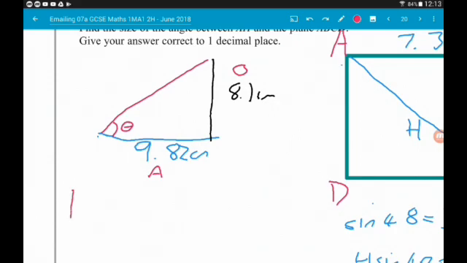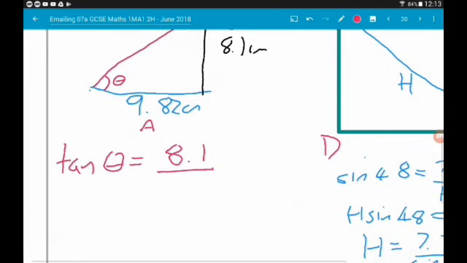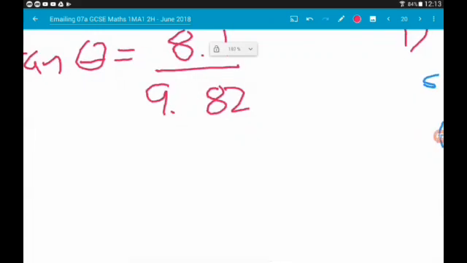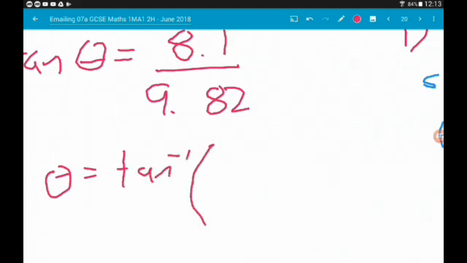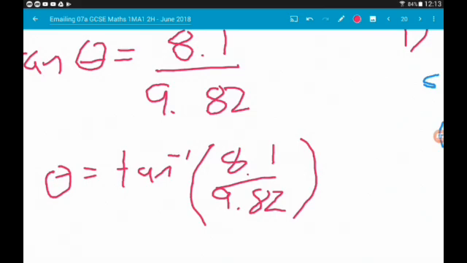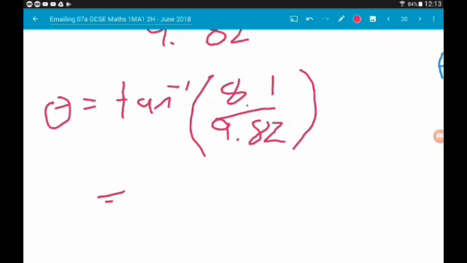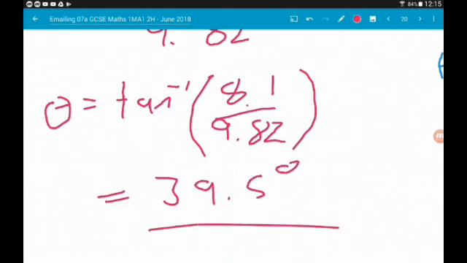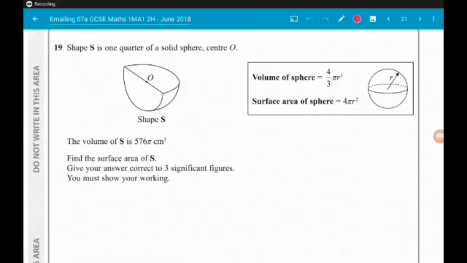So tan theta is the opposite, so 8.1, over the adjacent, 9.82. So to get theta out of that, theta is the inverse tan of 8.1 over 9.82. So on your calculator, press shift and then tan of that fraction, and we get, to 1 decimal place as they want it, 39.5 degrees. Good times.